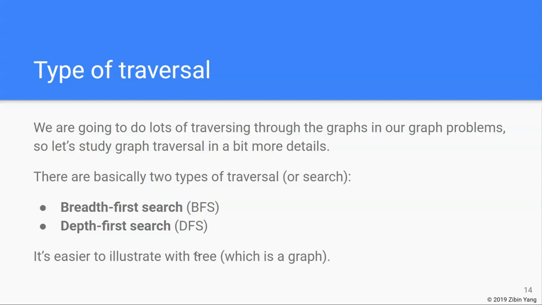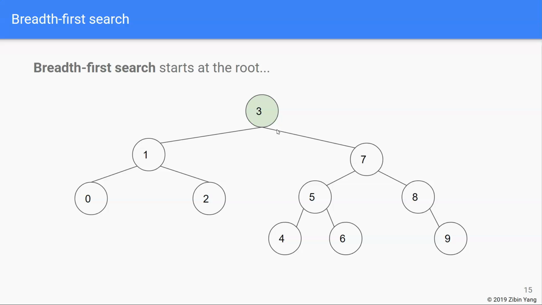The first one is called the breadth first search. Traversal is also referred to as search because basically we are searching through many or all of the vertices, right? So breadth first search, or BFS for short. The other one is the depth first search, or DFS. For illustration purposes, we will do both of these using trees because we are familiar with them, and also a tree is a graph. Let's first look at breadth first search.